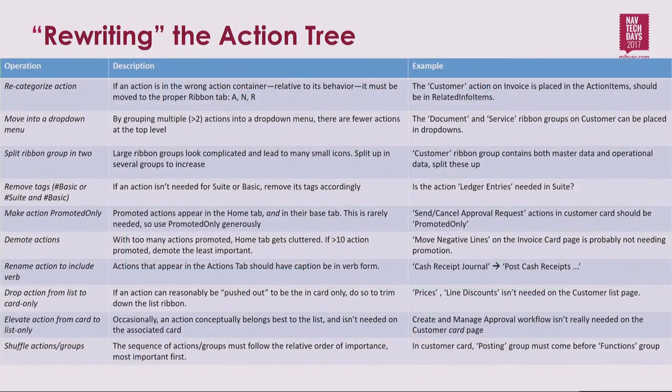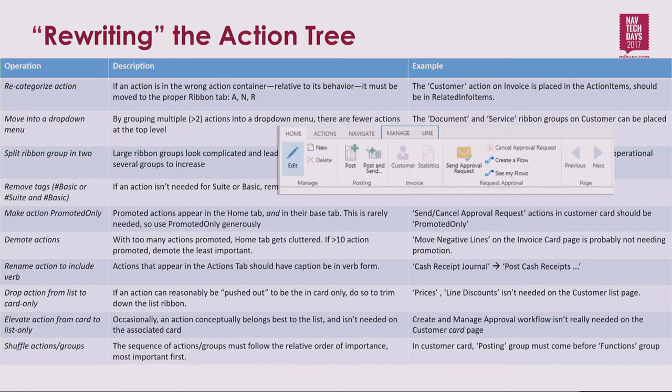So with that in mind, we had to rewrite the action tree a bit, make some adjustments. We did this based on UX recommendations for how we could traverse the various actions on each of the ribbons for all pages. Just a small example, on the sales invoice we had customer in the manage part, but it should rather be on the navigate or related information, so we simply moved it over.